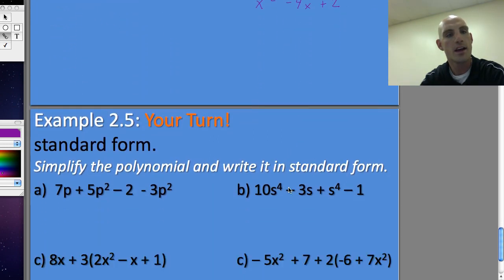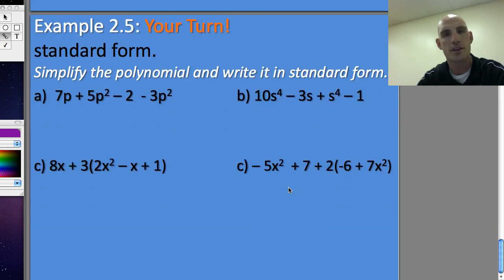Okay? Here are some that you can do. Here's 4 for you to try. Bring those to class and we'll work them out.